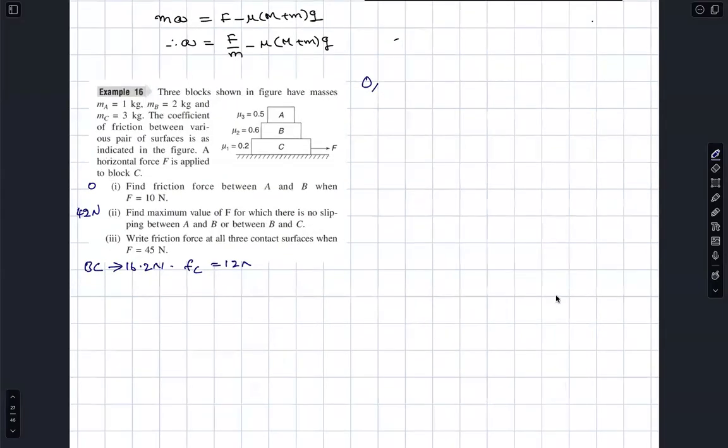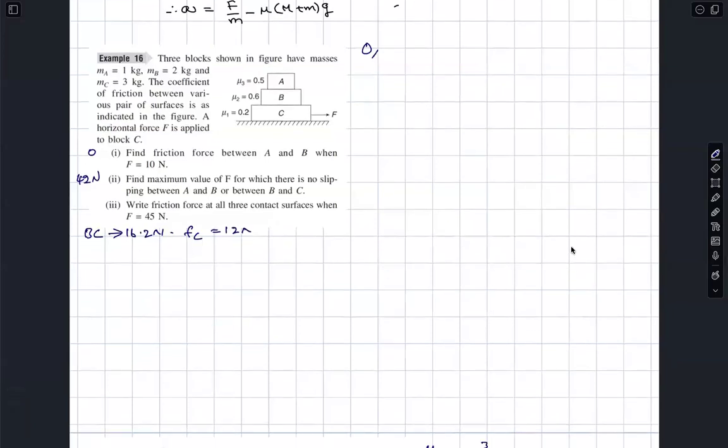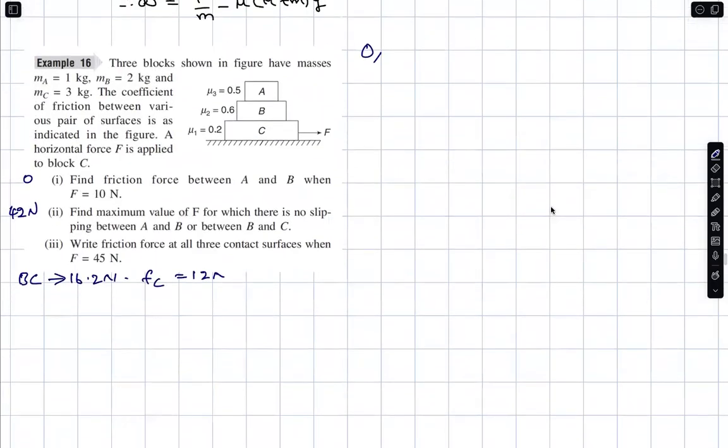Yes, this is the model which I wish to discuss. So basically, this is a bit next level when compared to the previous versions. My first criteria is to study the limiting values of frictions. So here the limiting value of friction is 0.5 into, by the way, what is A? 1 into 10. This is 5 newtons.